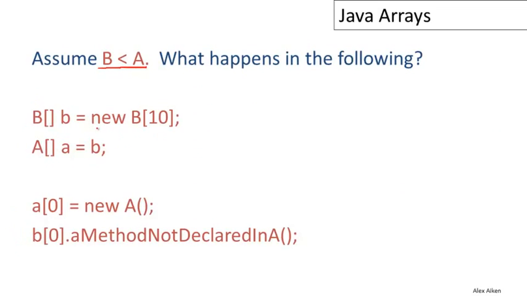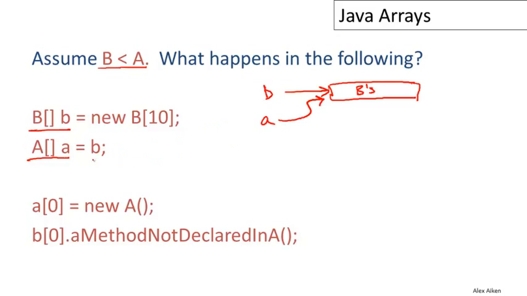So the first thing we're going to do is allocate an array of B's. So this is an array that's supposed to hold B's. And we're going to have an array variable, little b here, that points to it. And then we're going to have another array variable, a, that also points to the same array as b. But notice the type of a. So a is an array of A's, and b is typed as an array of B's.